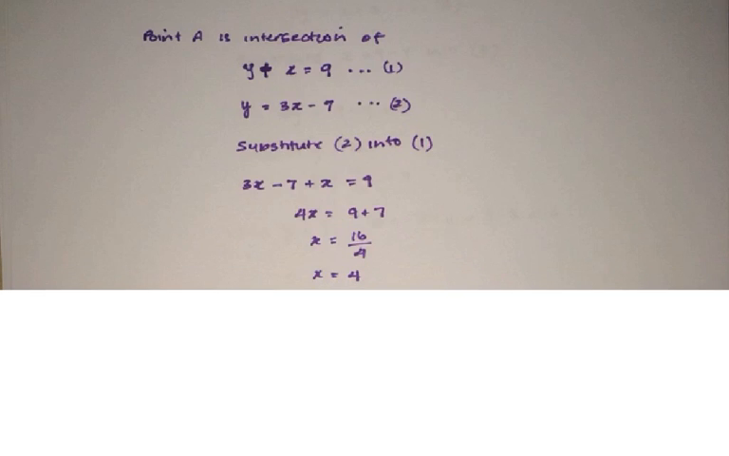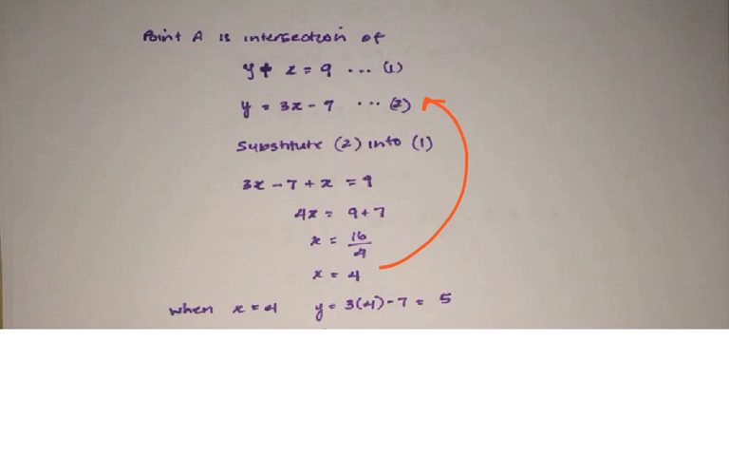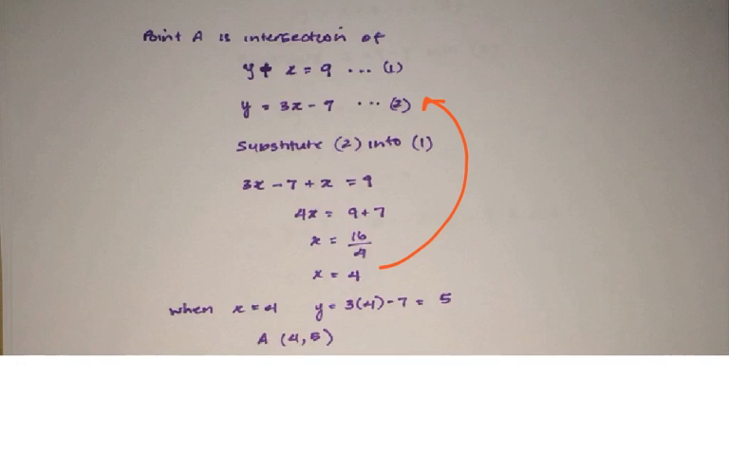This means that when x is equal to 4, we can now substitute this value back into this equation to find y. So therefore, y is going to be 3 times 4 minus 7, which is equal to 5. So our first point A is (4, 5), which is what we wanted to show.